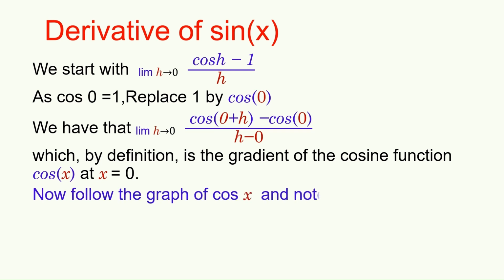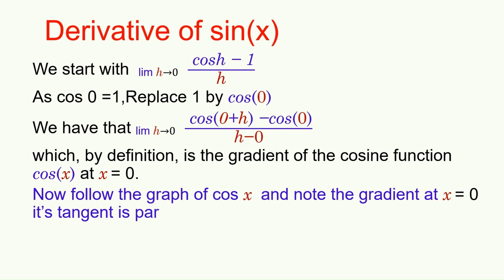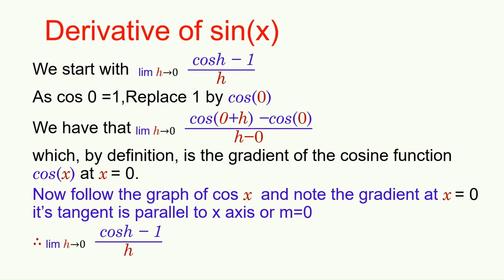Now follow the graph of cos x, and note the gradient at x equals 0. Its tangent is parallel to the x-axis, or m equals 0. Therefore limit h tends to 0 of cos of h minus 1 whole divided by h equals 0.